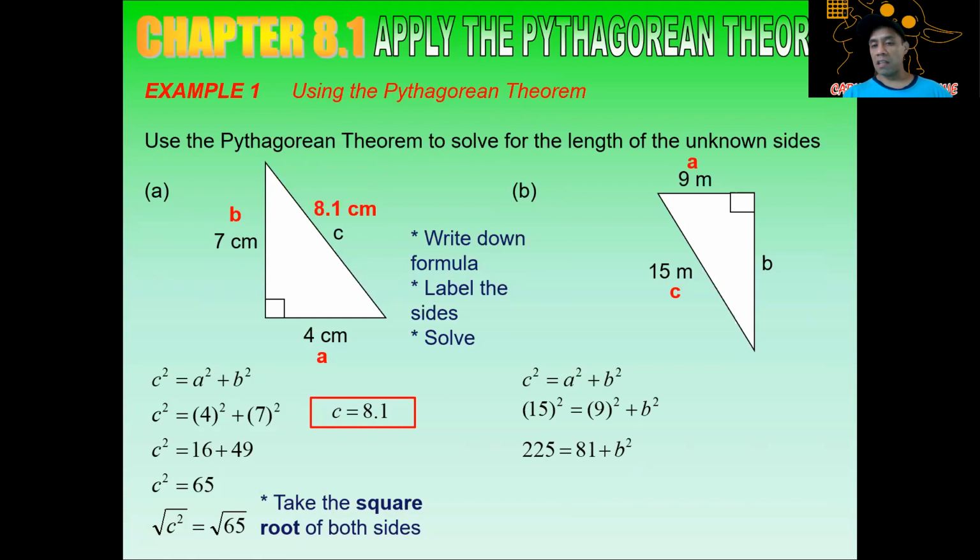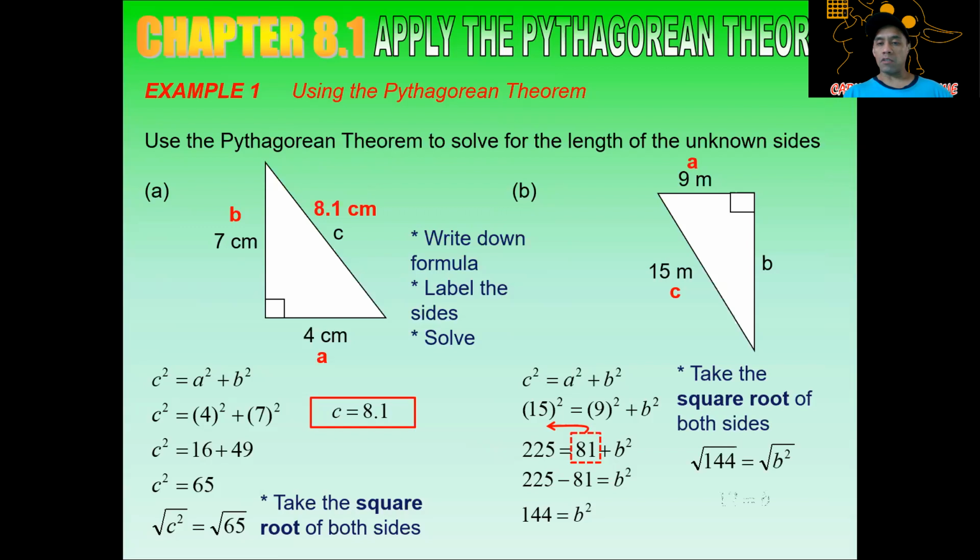So what we're going to do in the next step here is take the 81, move it to the other side, and then subtract it from the 225 that's already there. And last but not least, in the last step, we're going to take the square root of both sides, and this will give me an answer here of 12. All right, so those are the two basic ways to use the Pythagorean theorem to solve for either C, or in the second example we looked at here, solving for B.